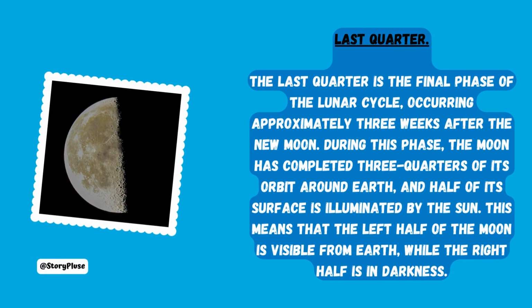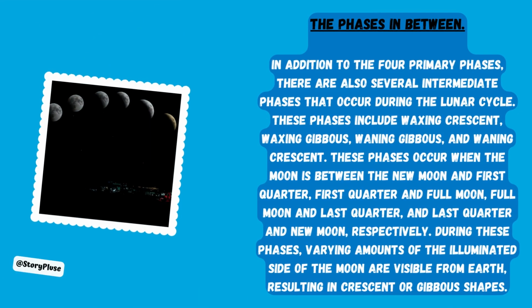Last quarter. The last quarter is the final phase of the lunar cycle, occurring approximately 3 weeks after the new moon. During this phase, the moon has completed 3/4 of its orbit around Earth and half of its surface is illuminated by the sun. This means that the left half of the moon is visible from Earth while the right half is in darkness.